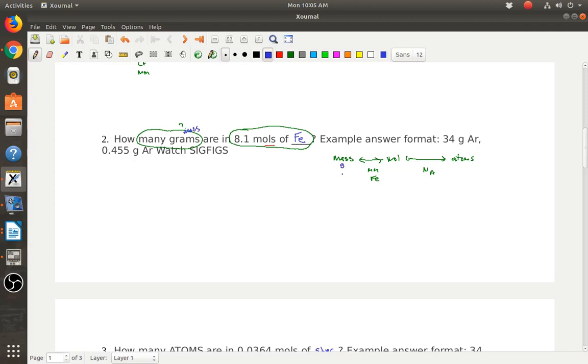Remember, the mass is in grams. This is the question. And we're starting off with moles, 8.1 moles. So we're going to go from here to here. We're going to need the molar mass of just iron. Okay? So we start with what we know.